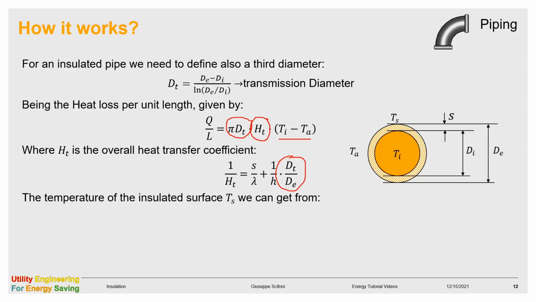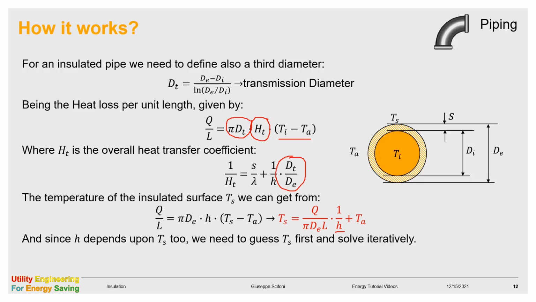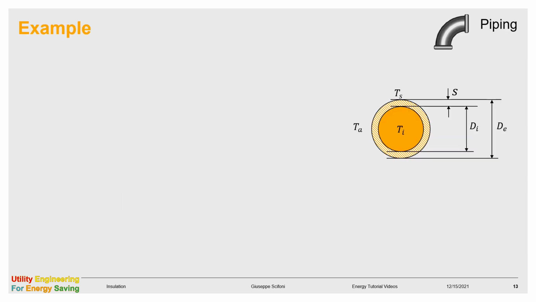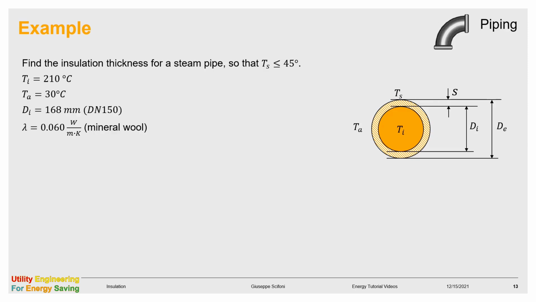By writing the heat transfer formula between the insulated surface and the ambient, we can solve for the temperature of the insulation Ts, obtaining the expression in red. However, since h is also depending upon Ts, we need to solve this equation iteratively by starting from a guess value for Ts. Let's see now an example. We look for the insulation thickness of the steam pipe so that its surface stays below 45 degrees. The data are here displayed. How to solve? We need an iterative procedure.